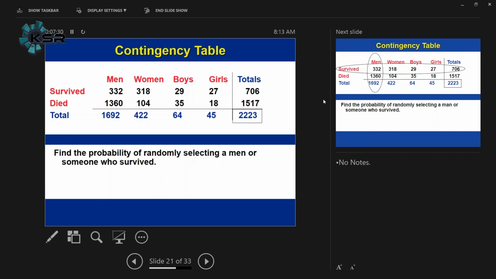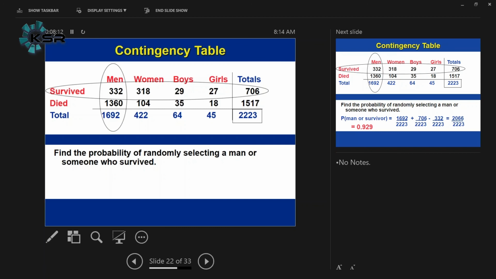In the survived, men will come, women will come, boys will come, girls will come. So men survived is repeating twice. Is it clear? In this case, what is the formula? P of A plus P of B minus P of A intersection B. What is the P of A? Men.